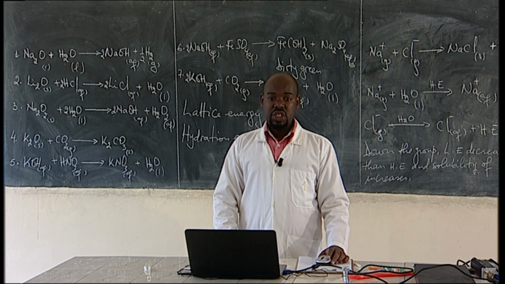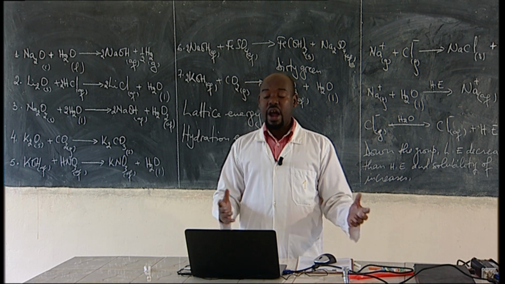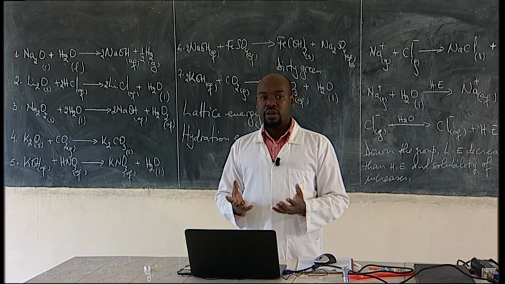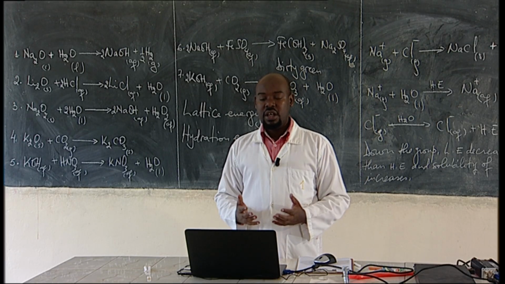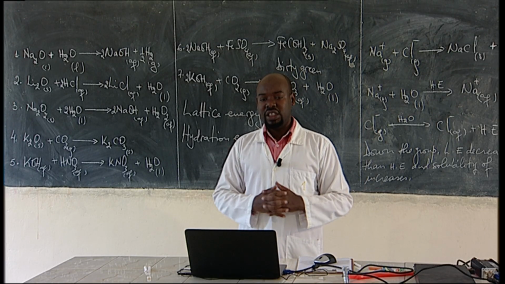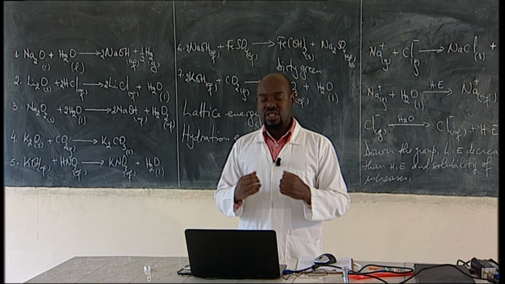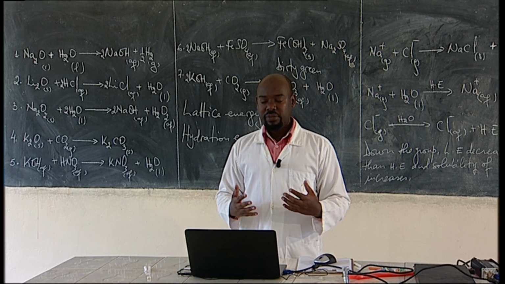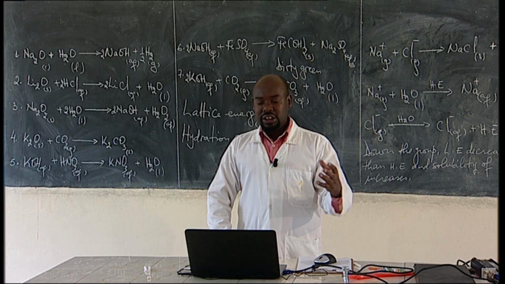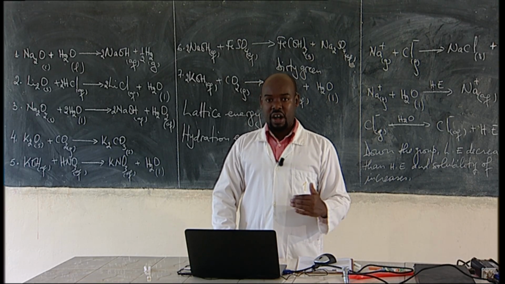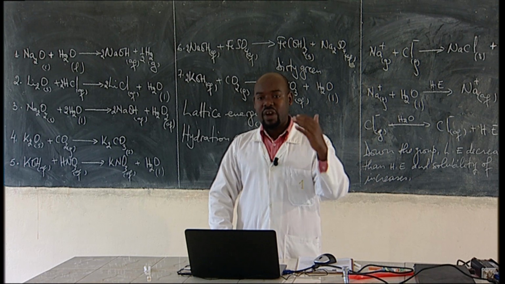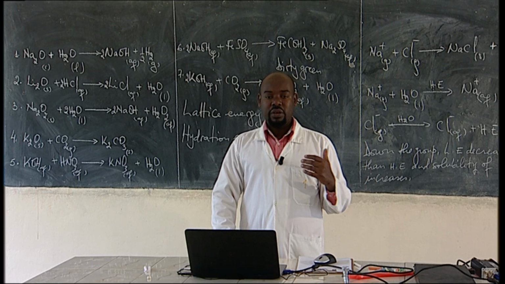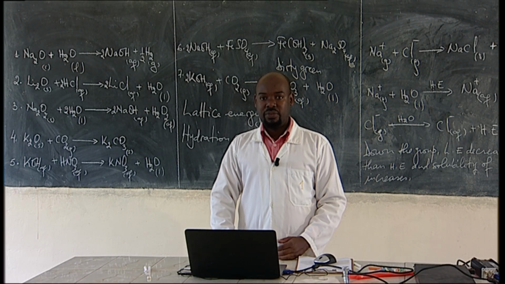The ease by which an anion can be polarized, we call that polarizability. Large anions have big electron clouds, and they can be attracted very easily because they are not experiencing strong attraction from their nuclei. So a large anion that can be easily polarized will contribute to the covalent character of a compound more than the ionic character.